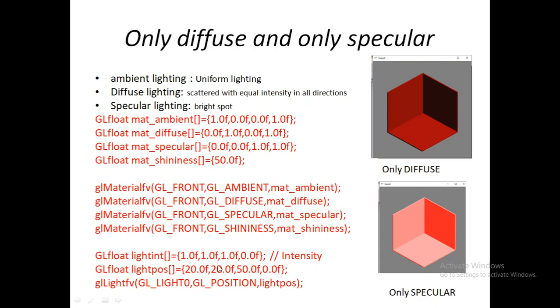It is the same coding which we referred to in the previous slide. Here I am taking the output of only this. These values are commented, not applied. Only I am showing the diffuse output here. And you can see only specular. So you can understand how the changes are happening in your output.